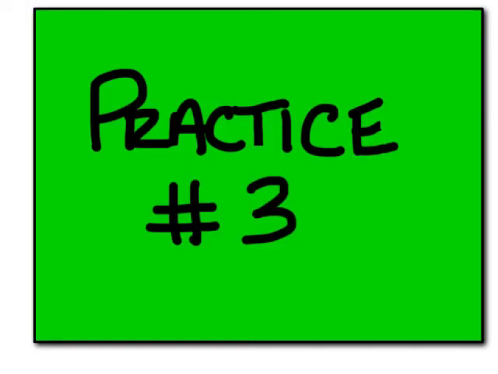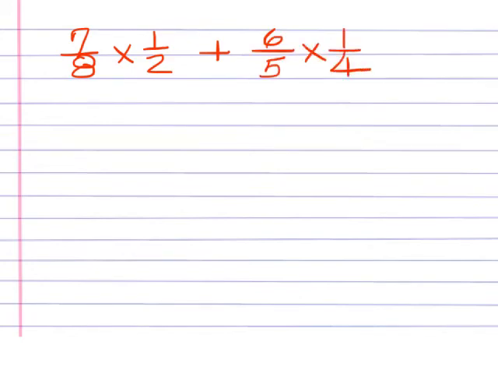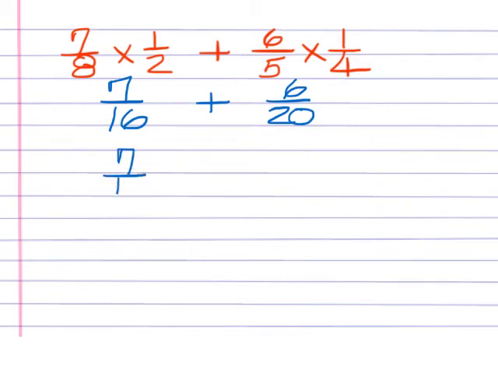Practice number 3. 7 over 8 times 1 over 2 plus 6 over 5 times 1 over 4. 7 over 8 times 1 over 2 is 7 over 16, and 6 over 5 times 1 over 4 is 6 over 20. Let's see here. 6 over 20 can be reduced. Let's see if that helps us out any for a common denominator. We have 3 over 10.